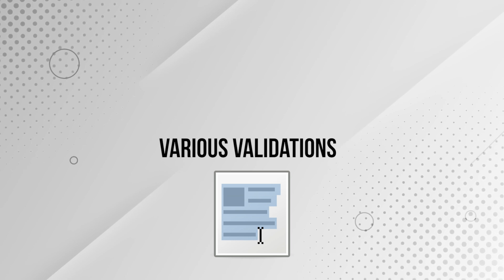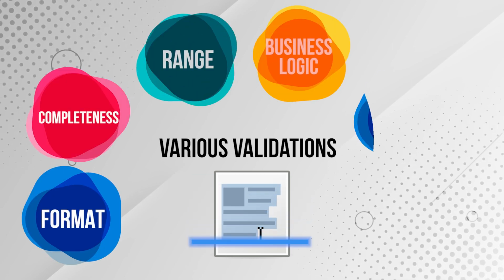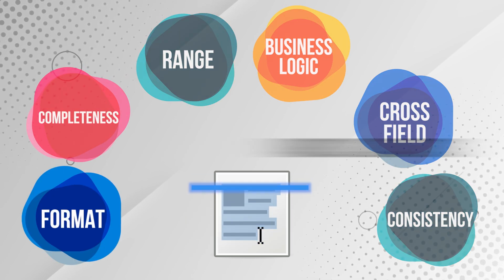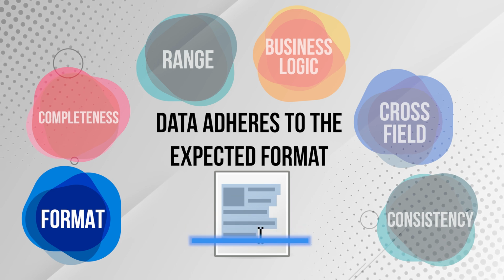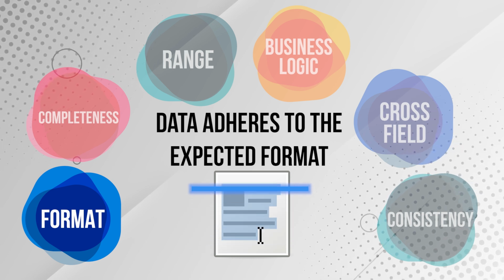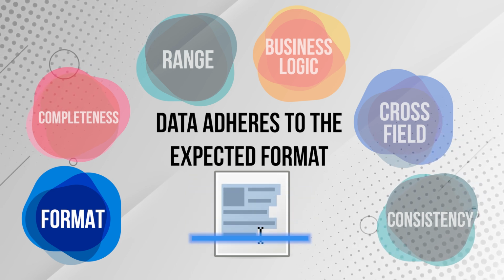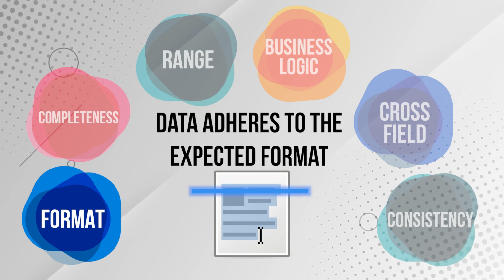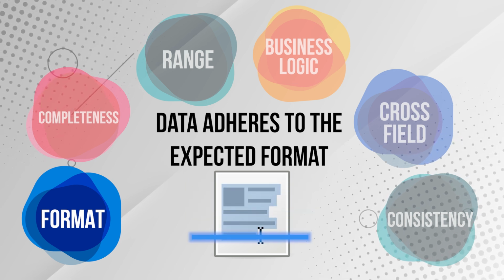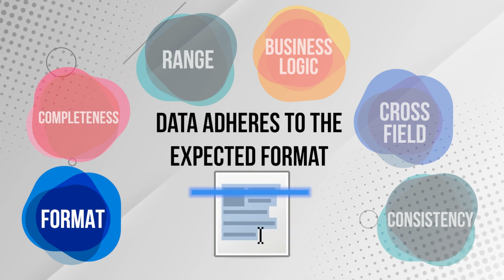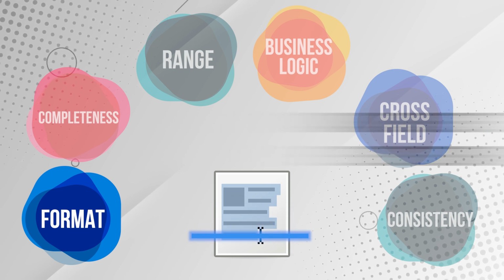Once the data has been extracted from our forms or documents, there are various types of validations we can perform. Format validation checks whether data adheres to the expected format or structure. It ensures that data conforms to predefined rules such as a date format, a phone number, an email address, or an SSN.